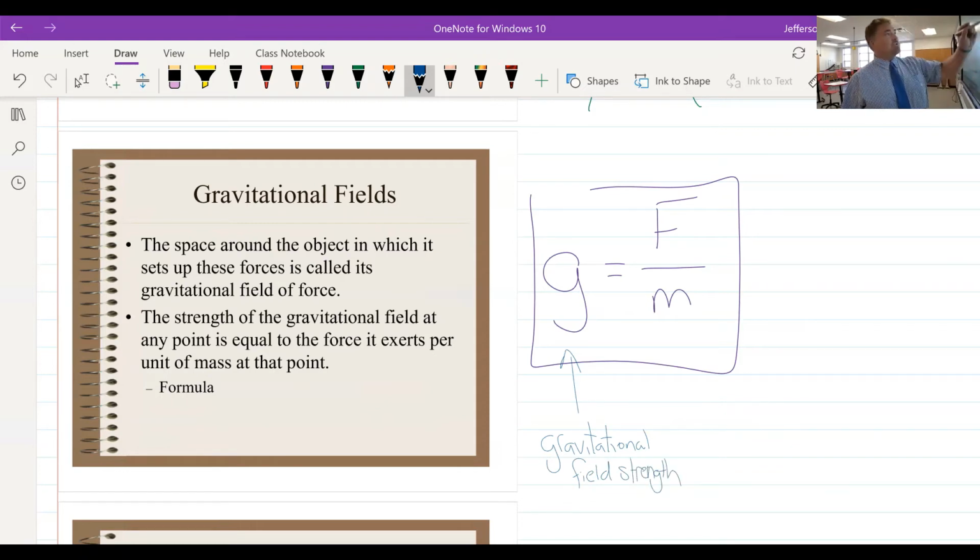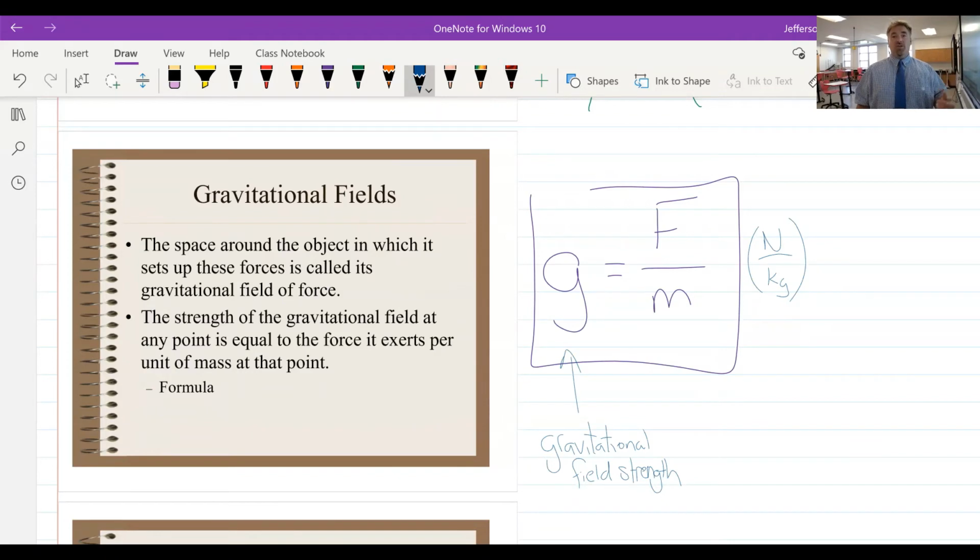Okay? And its units are newtons per kilogram. Now, because of how we set this up, this gravitational field strength is always going to be equal to the acceleration of gravity. Please realize that's how we set it up. They are actually two different concepts.